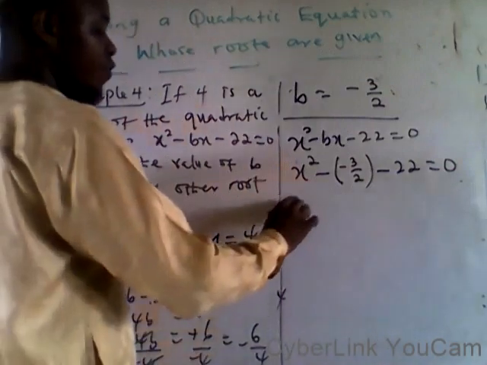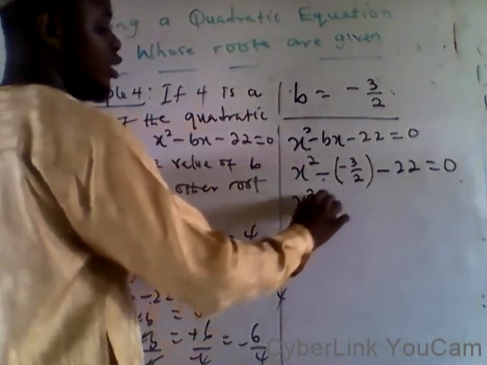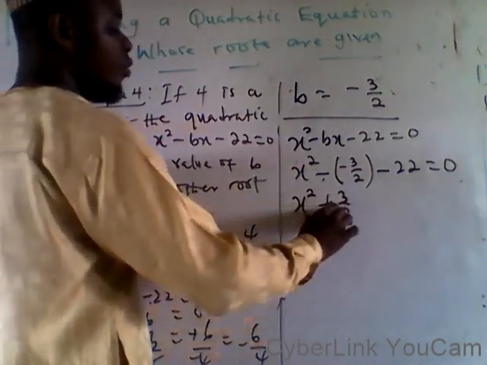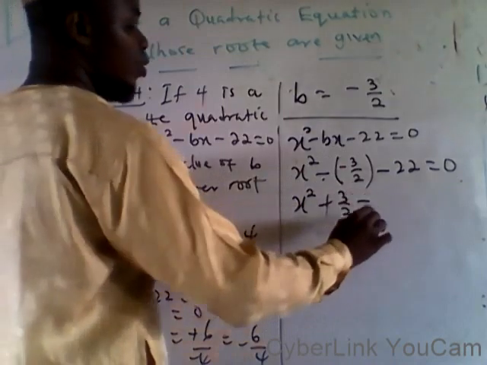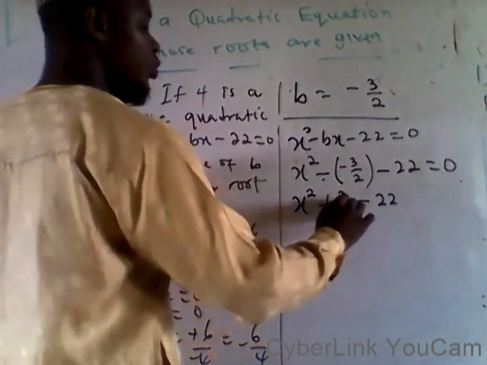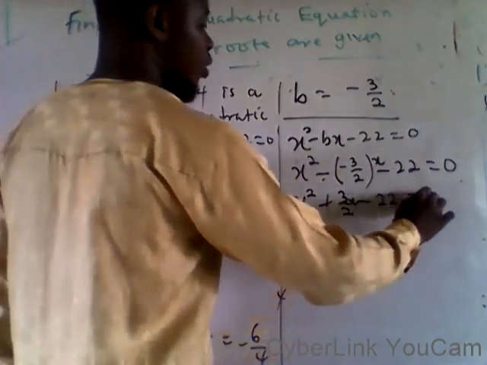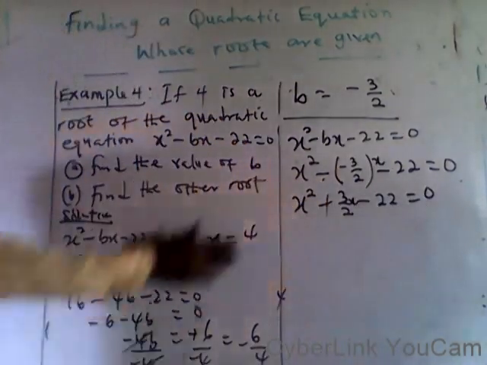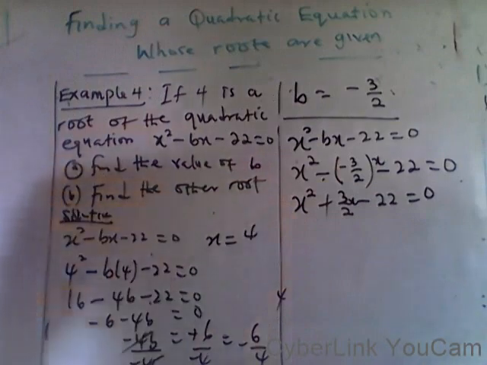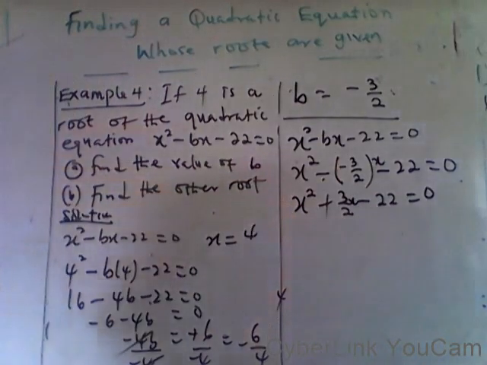So you are going to have s squared, minus times minus is plus, that is plus 3 over 2 s, then minus 22. This one has x. It has x. Then equals 0. So you now have the equation like this. Now, you are told that we have to find the other root.